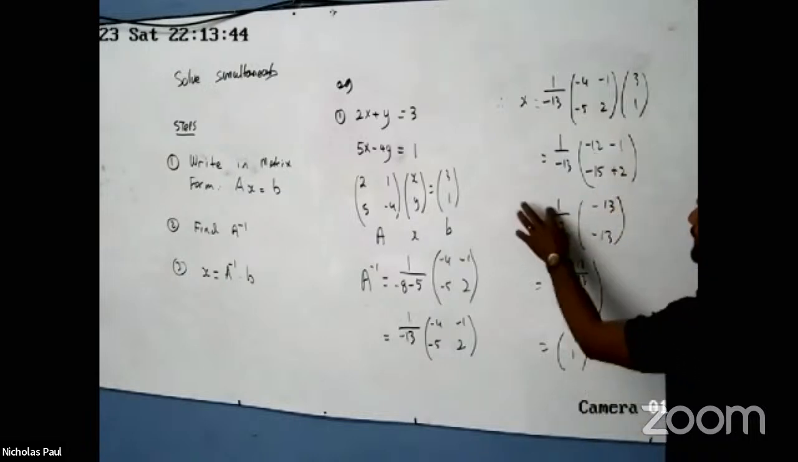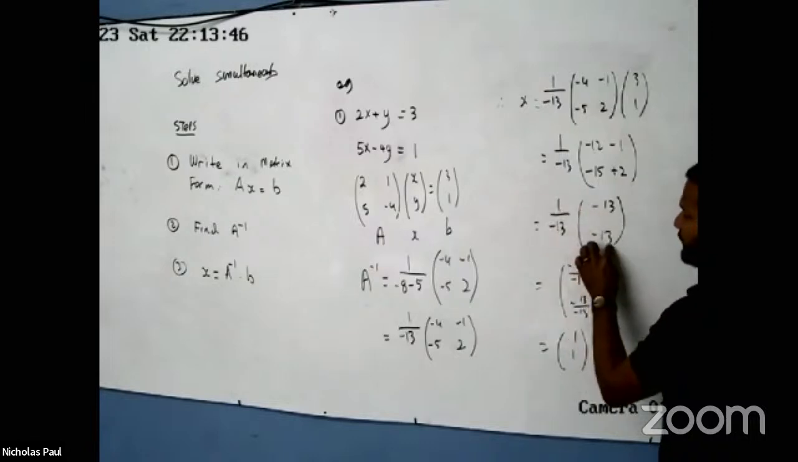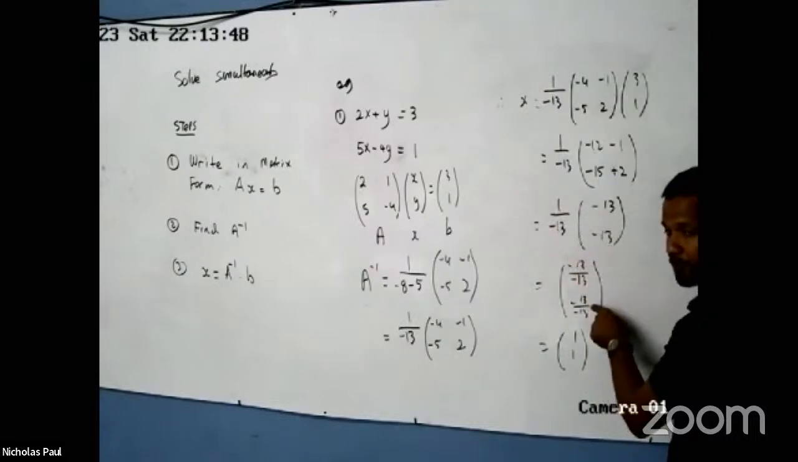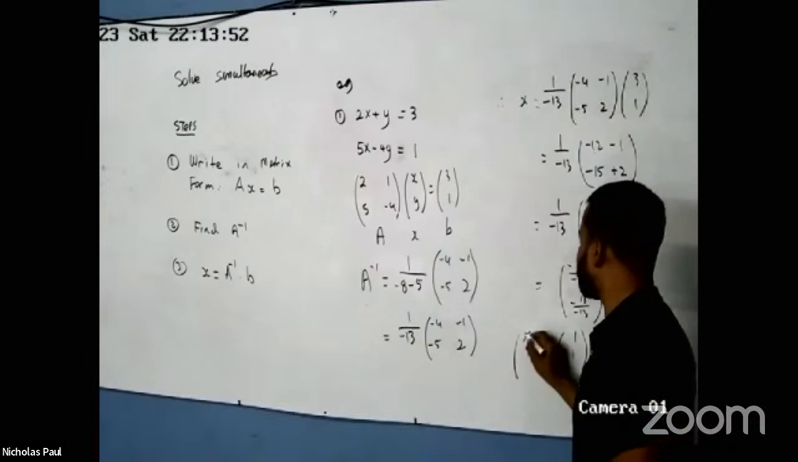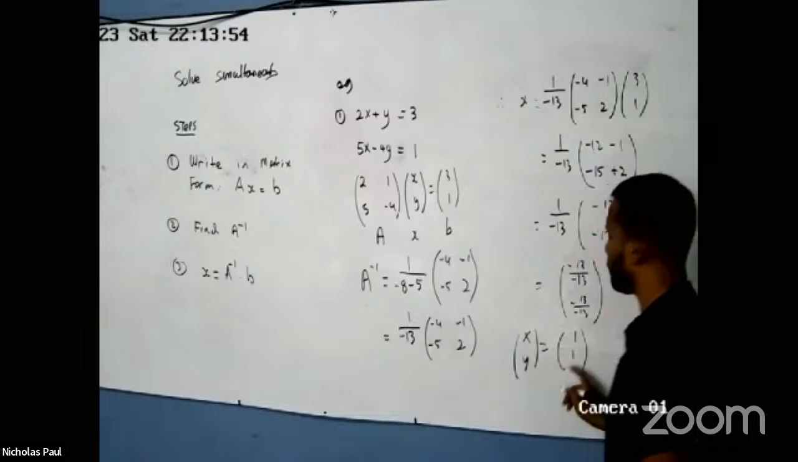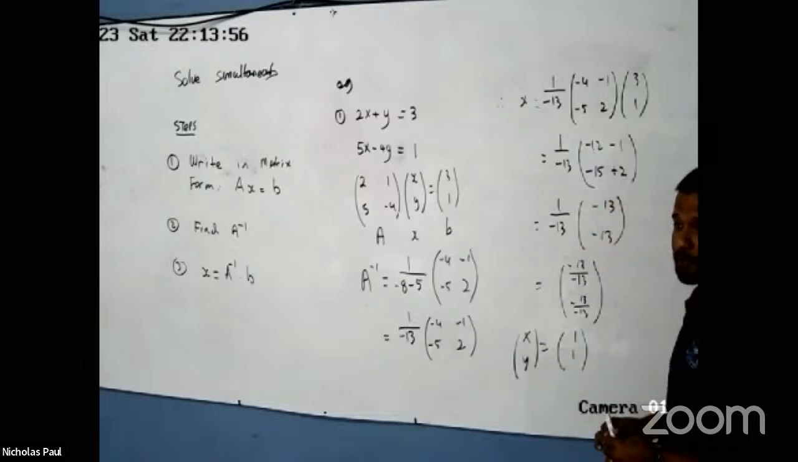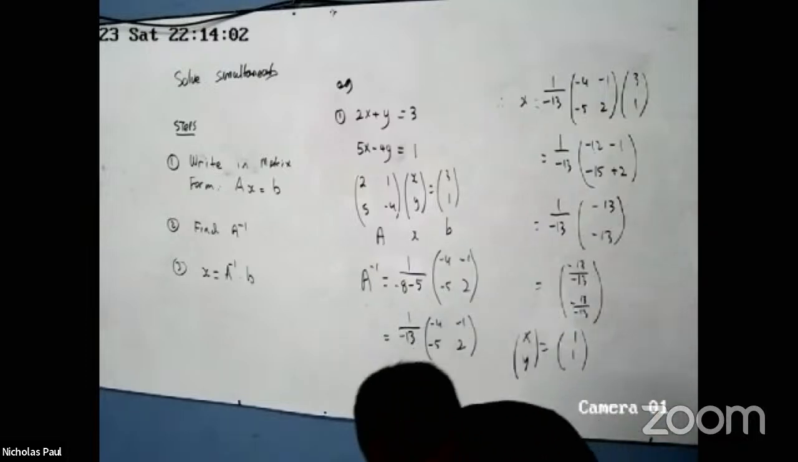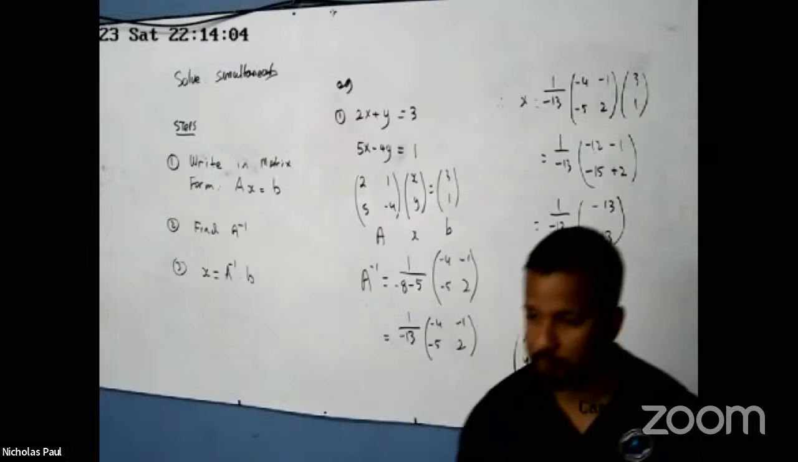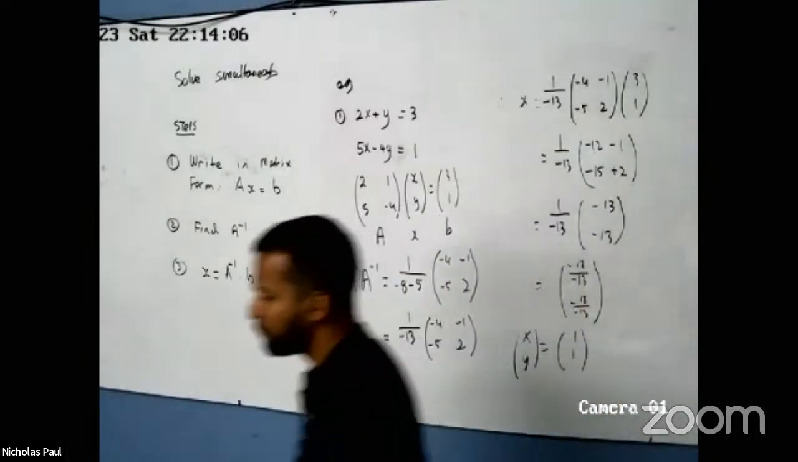Then you're multiplying this by this and this by this. So you'll end up right here. This is 1, 1. So it means that X is 1, Y is 1. Are you okay with that? So you have to follow through the steps, right? Copy it down. I'll give you one to do.